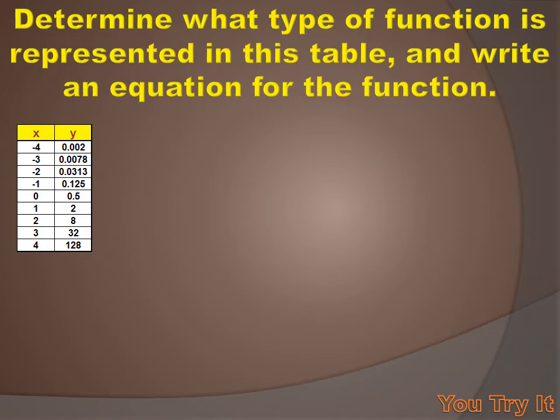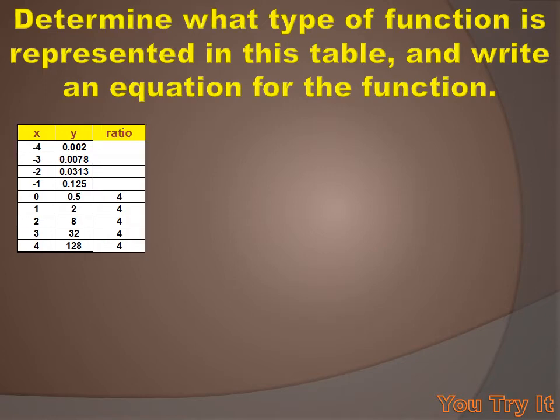Is it an exponential function? Is there a constant multiple of change? Well, let's find out. When I go from a y value of 2 to the next step, a y value of 8, that's a multiple of 4. When I go from a y value of 8 to a y value of 32, that's also a multiple of 4. My ratio of change is always 4. So this is an exponential function. And I know that my b value is 4.